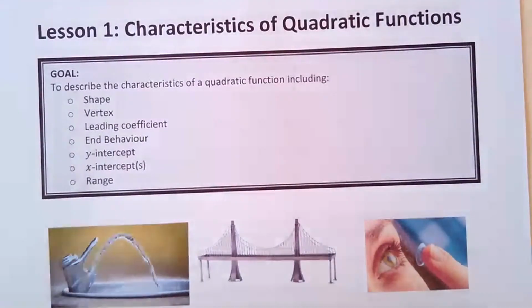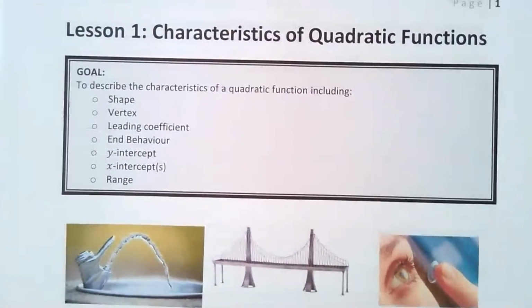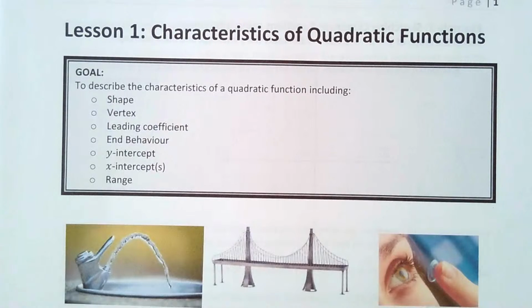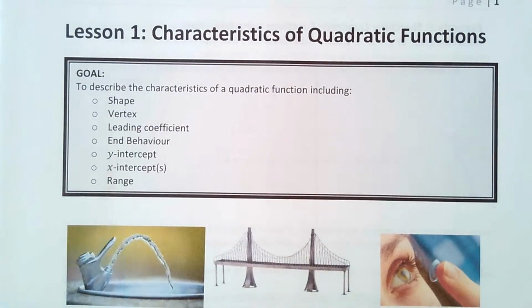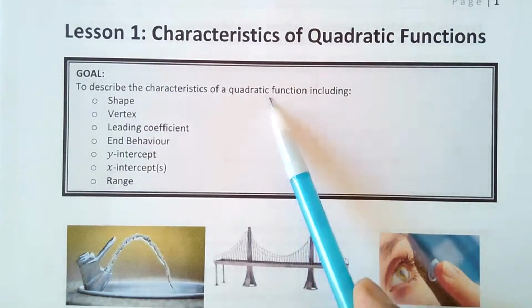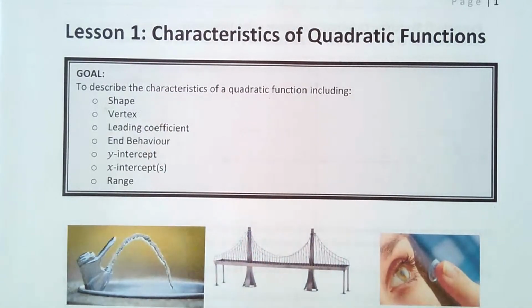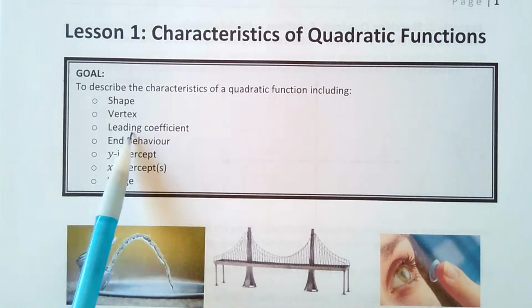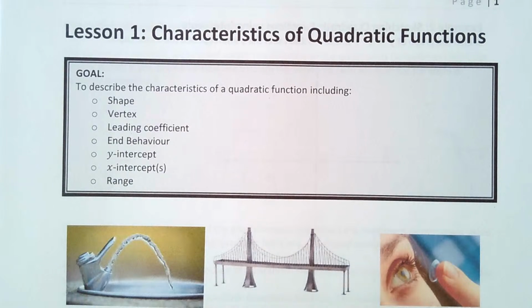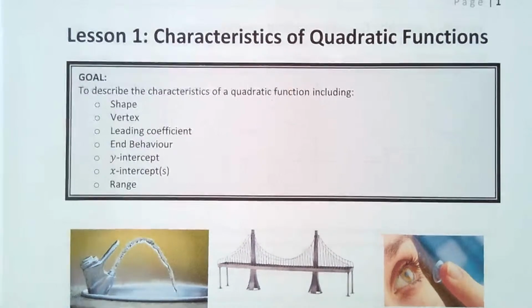So then we'll begin the first part, Lesson 1, Characteristics of Quadratic Function. And our goal is to describe characteristics of quadratic function, looking at its shape, its vertex, leading coefficient, end behavior, y-intercept, y and x-intercepts, the range, and also we look at domain.